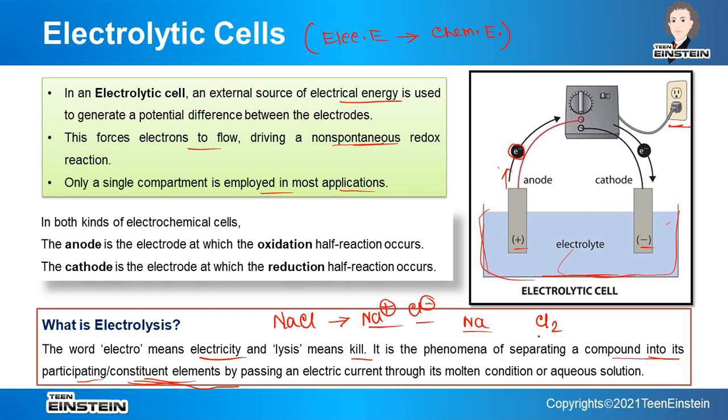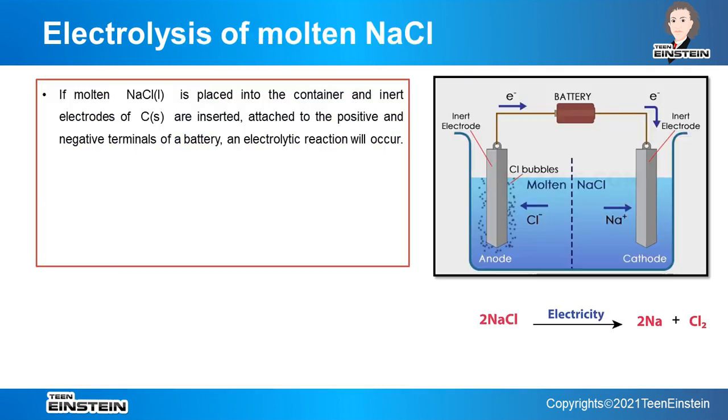So we can produce these constituent elements by passing electric current through its molten condition or aqueous solution. Okay, so both are possible. We can take the molten NaCl, that is fused NaCl, or we can take the aqueous solution of NaCl. So we will see both the examples, because depending on whether you have taken molten NaCl or aqueous solution of NaCl, there will be different types of results. So first we will see what happens when we have taken molten NaCl.